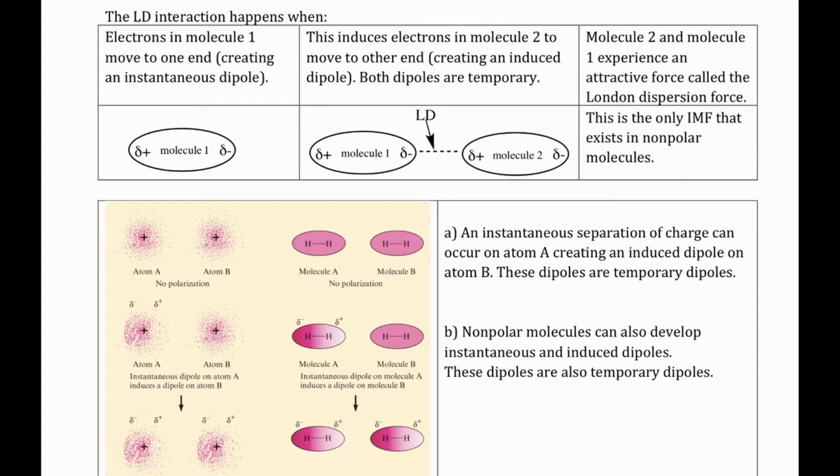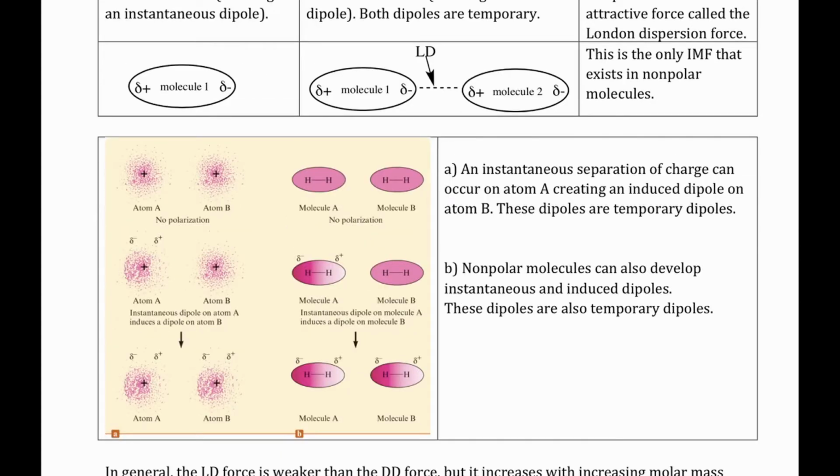This instantaneous dipole induces electrons in molecule 2, a nearby molecule, to move to the other end, creating an induced dipole. Both dipoles are temporary, so they just exist momentarily. Molecule 2 and molecule 1 experience an attractive force called the London dispersion force. This is the only IMF that exists in nonpolar molecules.